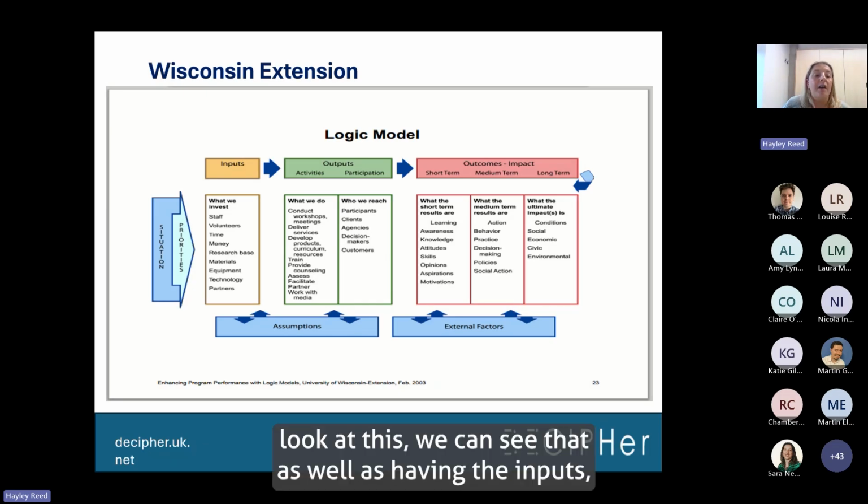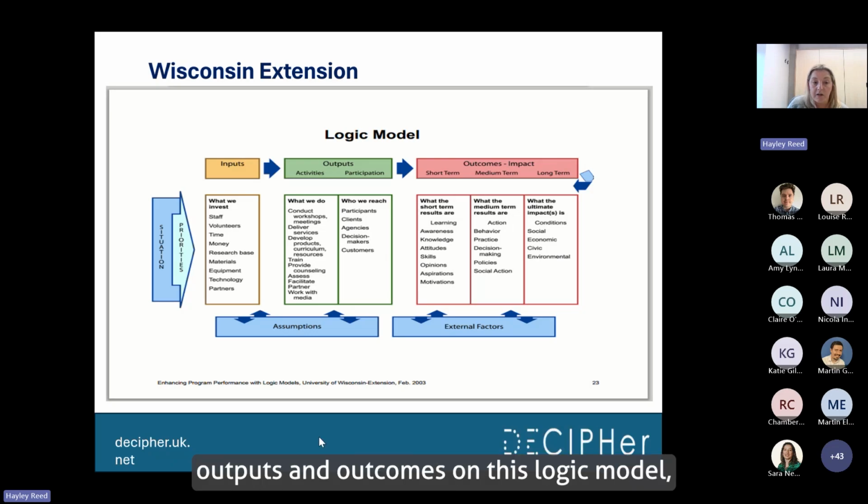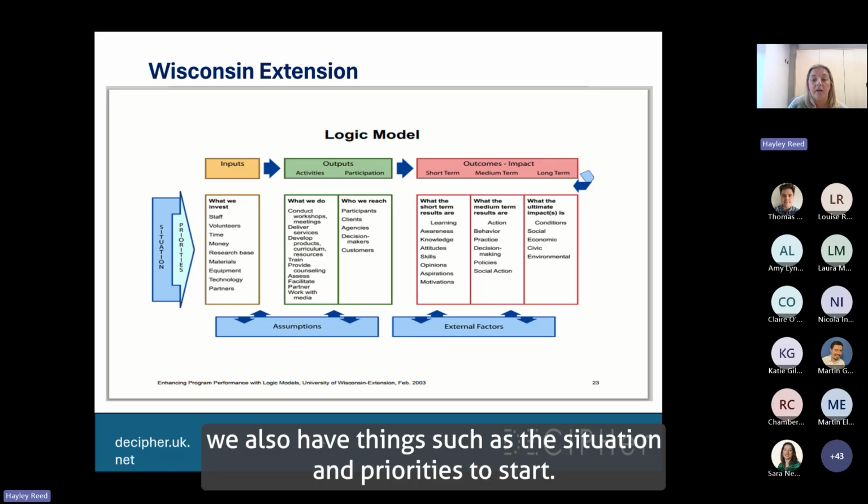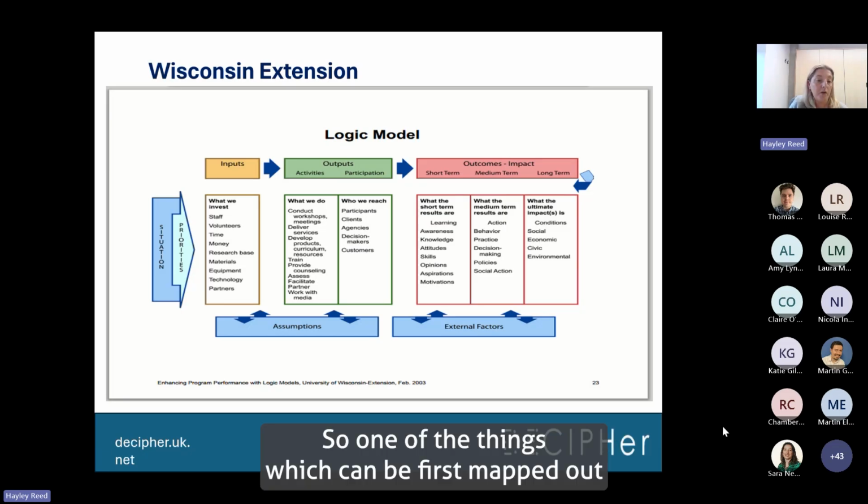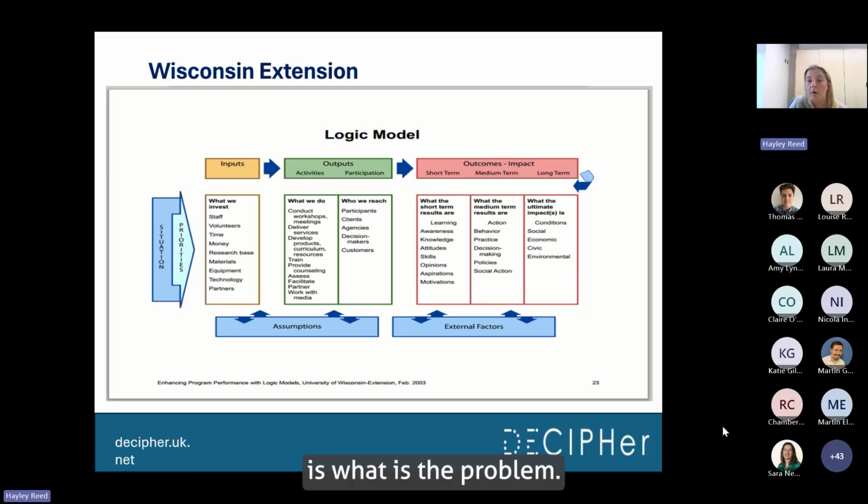So if we look at this, we can see that as well as having the inputs, outputs, and outcomes on this logic model, we also have things such as the situation and priorities to start. So one of the things which can be first mapped out is, what is the problem? You know, what is this intervention trying to address? Why is this a problem?